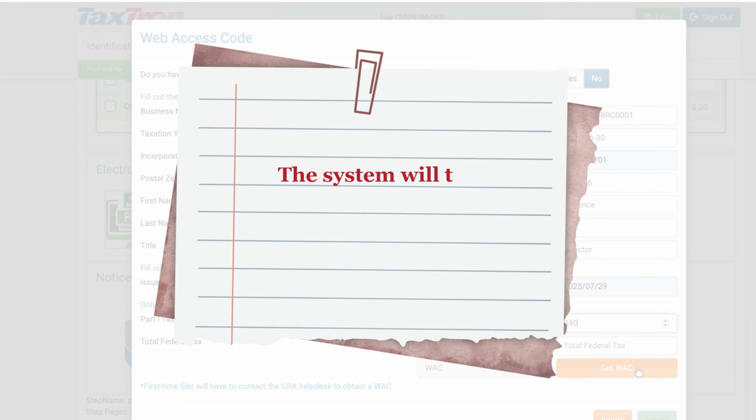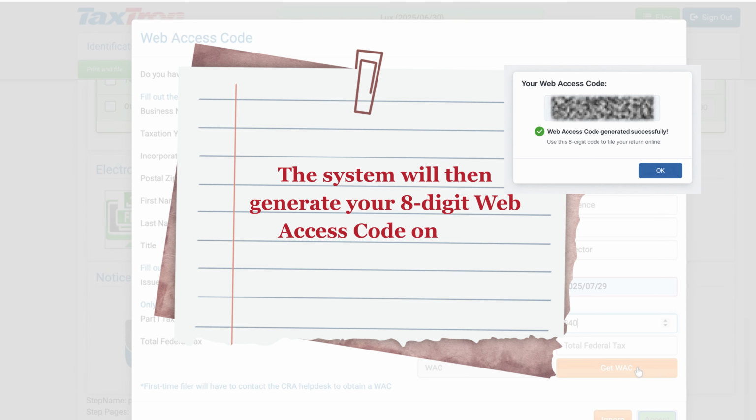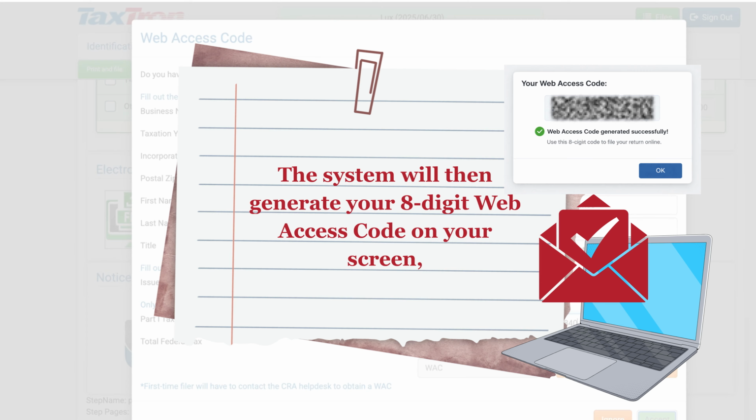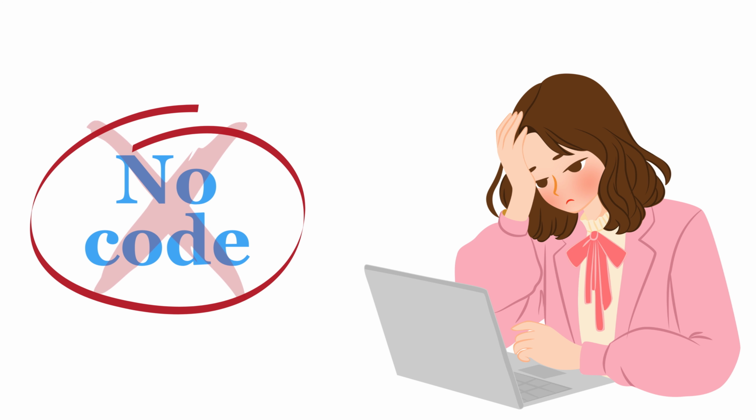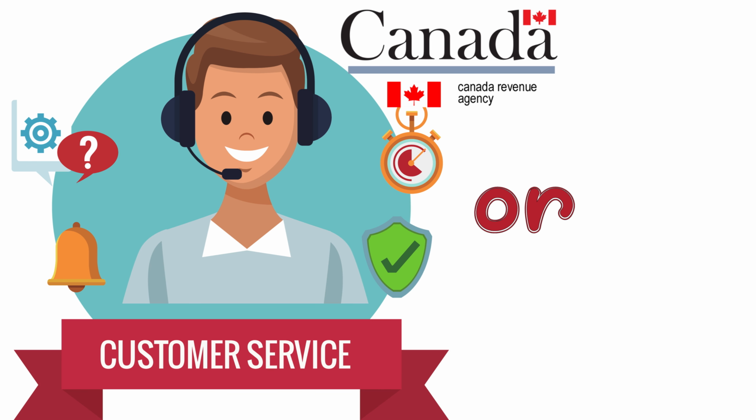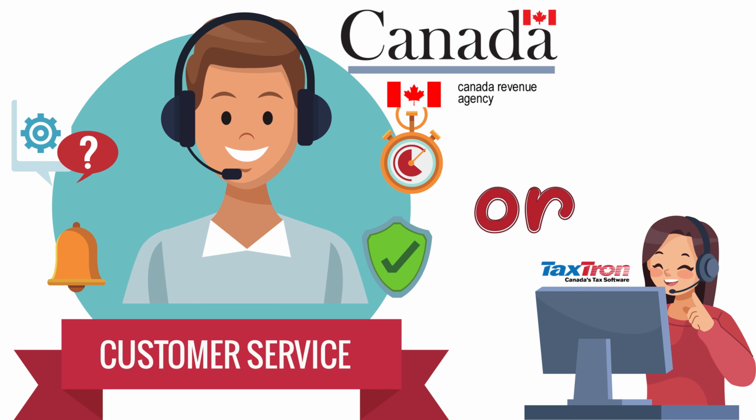The system will then generate your 8-digit web access code on your screen, allowing you to proceed with electronically filing your T2 return. If a code is not generated successfully, there's no need to panic. You may contact the CRA or TaxTron support for further assistance.